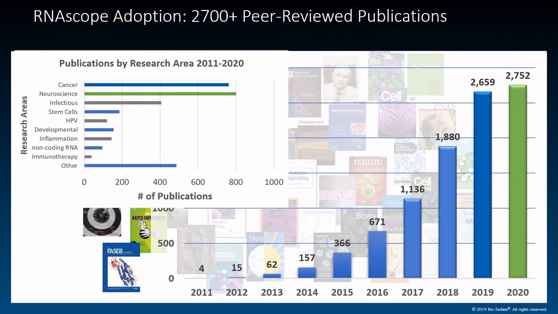The RNAscope technology is highly relevant across multiple fields of research. Our top areas are cancer, neuroscience, and infectious disease. But we've seen a lot of applications in areas such as stem cells, as we talked about, development, inflammation, and such. We are also seeing more and more application of RNAscope in single-cell RNA sequencing workflows, demonstrating the rapid growth of publications using this assay to confirm and spatially map single-cell RNA sequencing data in tissue context.